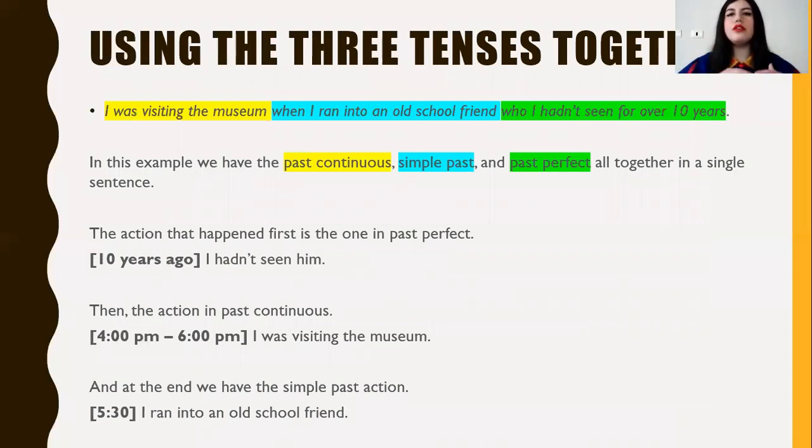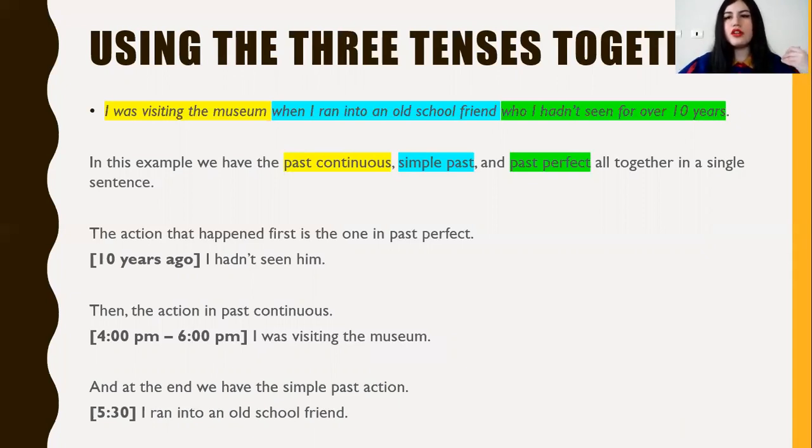And when we use all these three tenses together: I was visiting the museum when I ran into an old school friend who I hadn't seen for over 10 years. So here we have the three tenses: simple past, past continuous, and past perfect. The action that happened first, remember, is always the one we use the past perfect for. So the action that happened first is I hadn't seen him, because it happened 10 years ago. That's going to be way before the other actions.